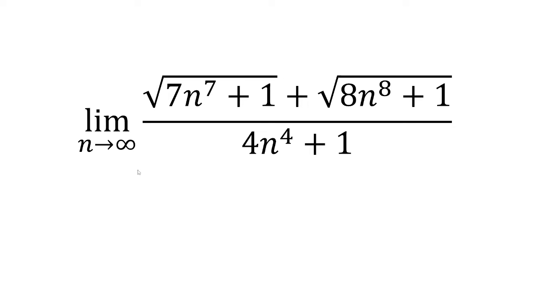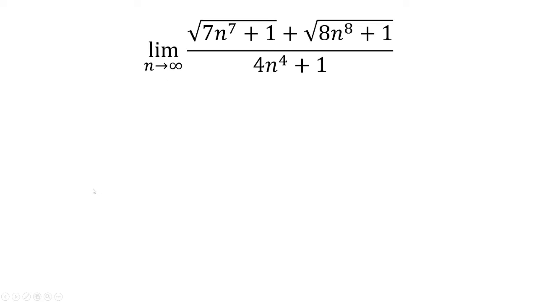In this video, we want to find the limit as n approaches infinity of this rational function. The goal here is to decrease the degree of the terms. So what we have here basically is the square root of n to the 7th, square root of n to the 8th, and n to the 4th. The highest degree is going to be n to the 4th, which is the same thing as the square root of n to the 8th.